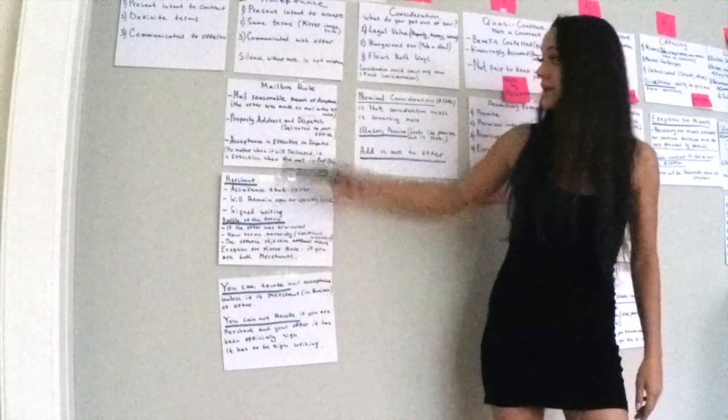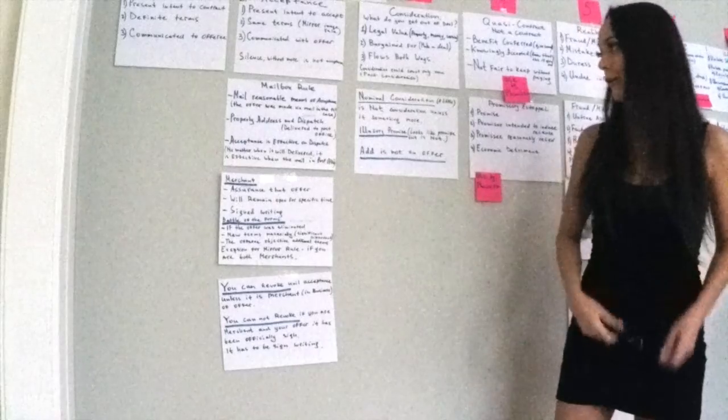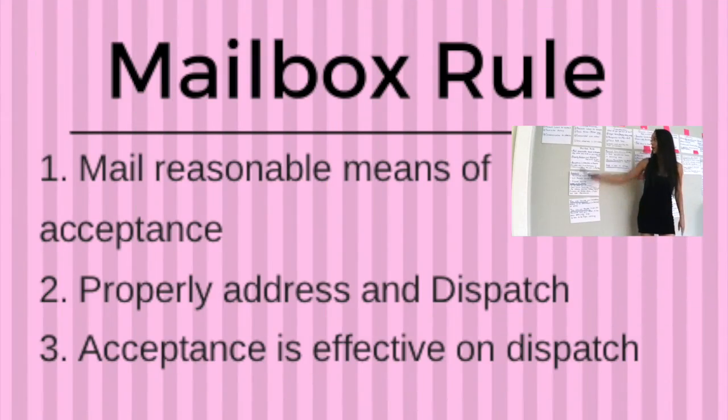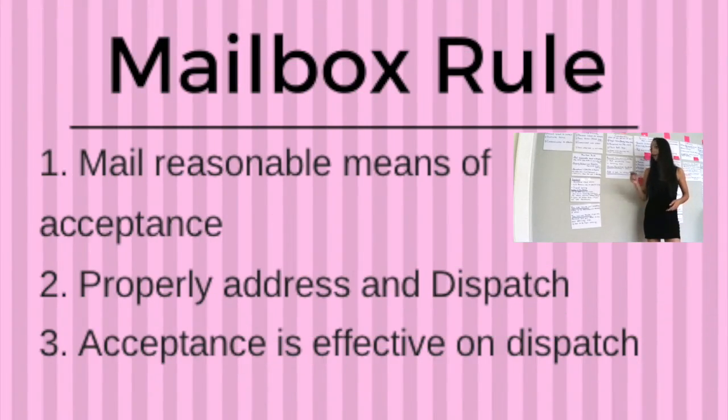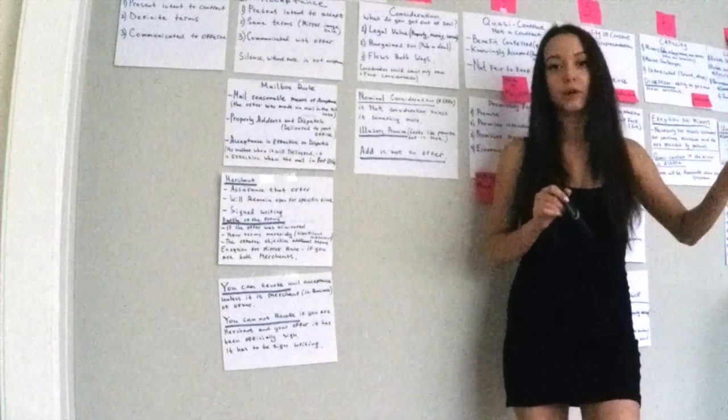Under acceptance, there is a mailbox rule, which is very important to know. The mailbox rule has 3 elements. First, mail is a reasonable means of acceptance. That means if the offer was made in the first case via mail, then it is reasonable to actually reply to that offer and accept it via mail. It should be properly addressed and dispatched, delivered to the post office. The third element, acceptance is effective on dispatch. That means no matter when it will be delivered, it is effective when you put it in the mailbox.